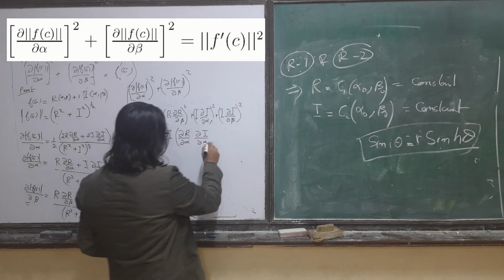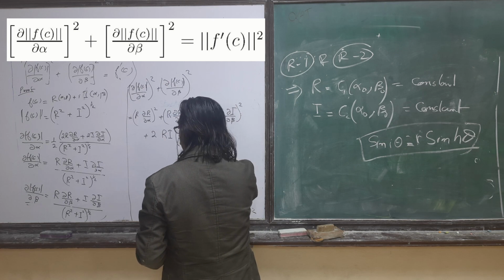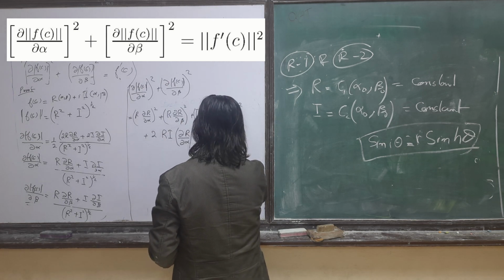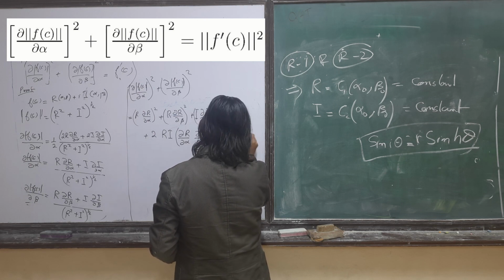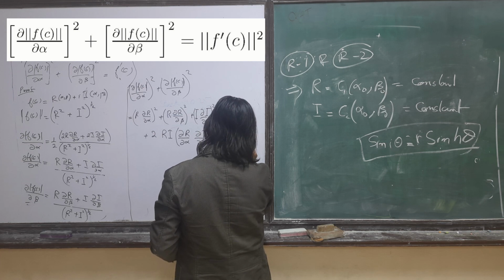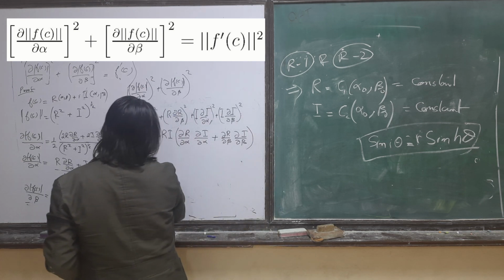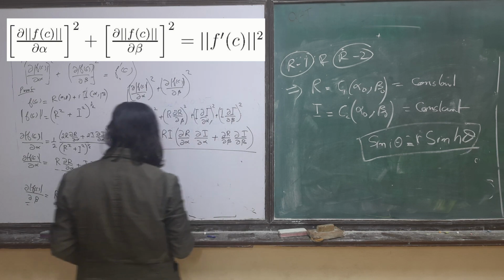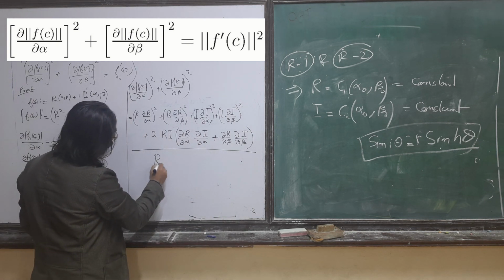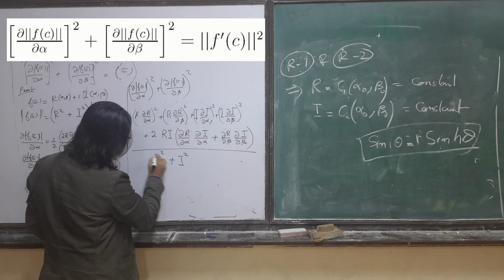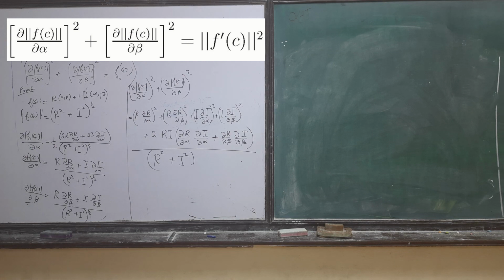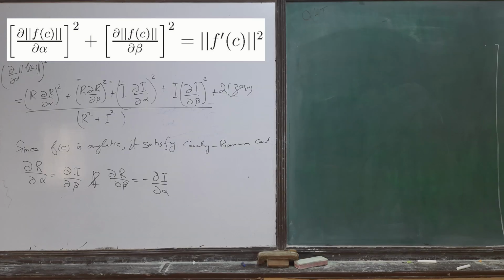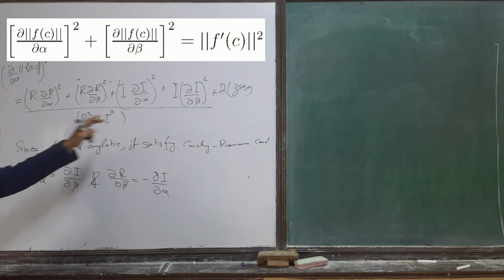Okay, plus, okay, the whole is divided by R square plus I square. This will be eliminated. Okay, this will be equal to this. This was the result, and that was a zero term.